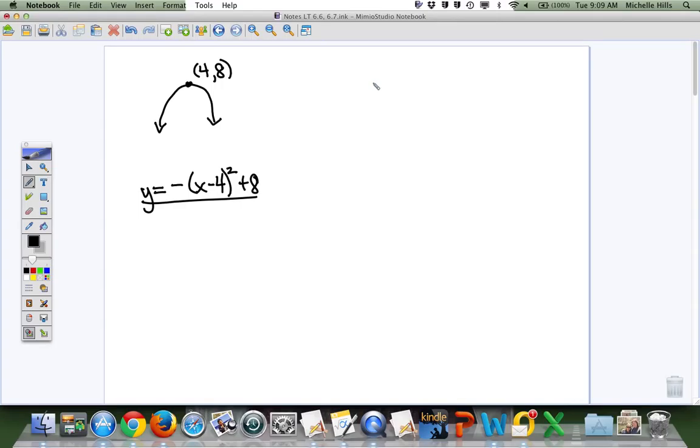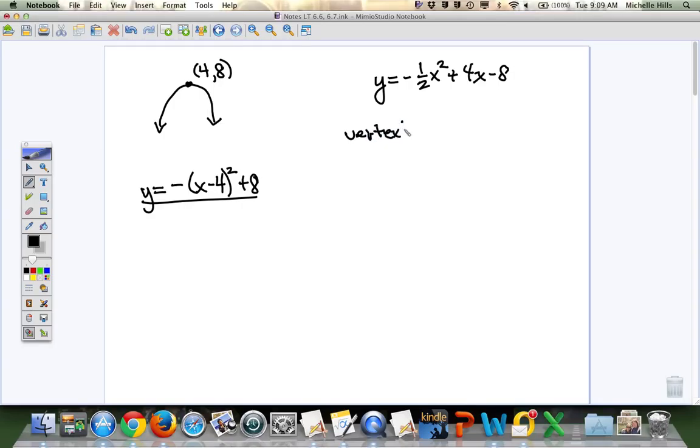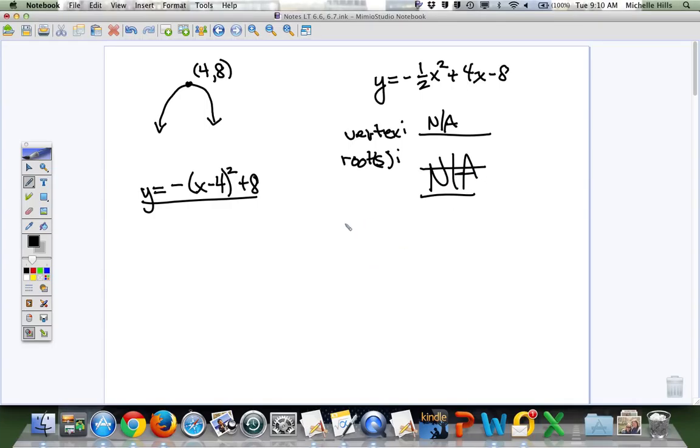And then on the back of those worksheets, you're given equations in different forms. For example, y equals negative 1/2 x squared plus 4x minus 8. So it asks what you can say about that. And the first thing it asks for is the vertex. Well, it's not in vertex form. You're not expected to pull out the vertex, so just write NA for not applicable. The next thing it asks for are the roots. It's not in factored form, so you're not going to find the roots. Just put NA for not applicable.